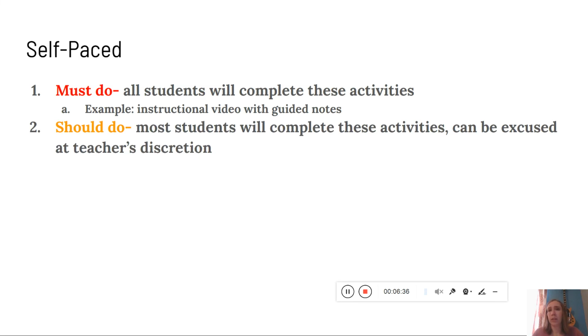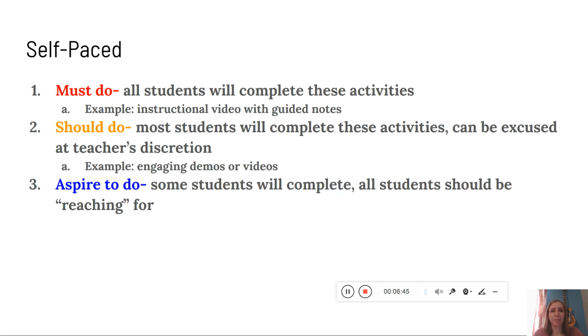Most students are going to complete these activities. They can be excused at my discretion. An example would be engaging demos or videos. And color-coded in blue is an aspire to do. Some students will complete these, but not all students. However, all students should be reaching for them. So you should be pushing yourself, challenging yourself in this model to get to those aspire to do's. And if you don't, it's okay. You're reaching for it. These are supplemental activities or projects, extra labs, things like that.